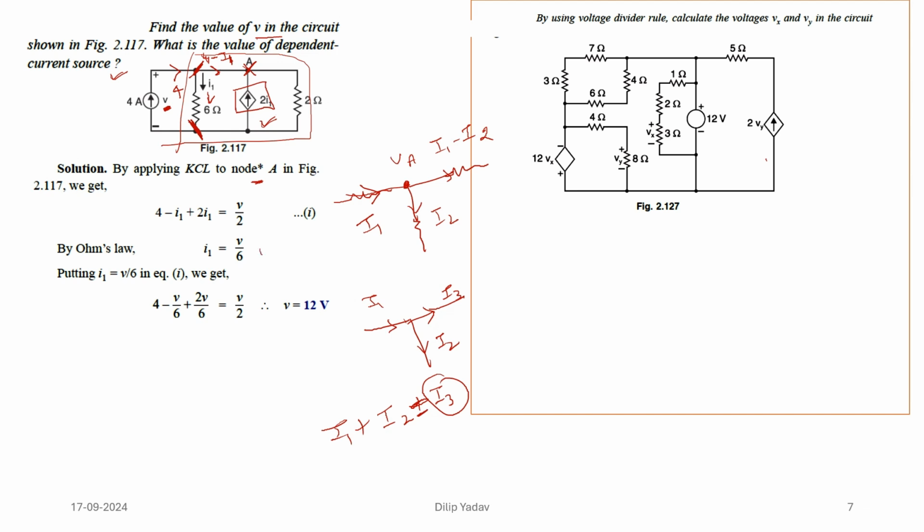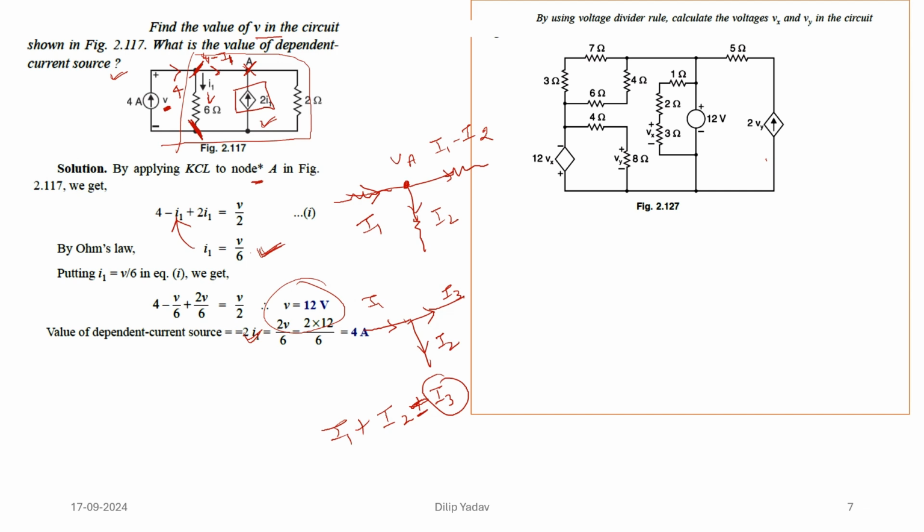So by using nodal analysis, we have calculated the current, that is V plus 6. If I know this value of the current, then I can calculate by using this node. I can calculate the value by putting it in the first equation, that is V is equal to 12 volt. So this is how the voltage dependent source questions are solved.